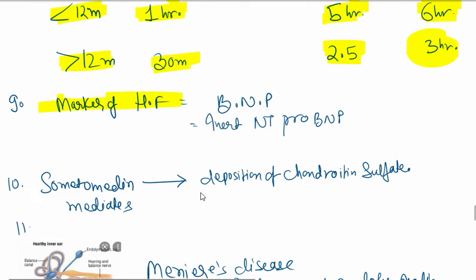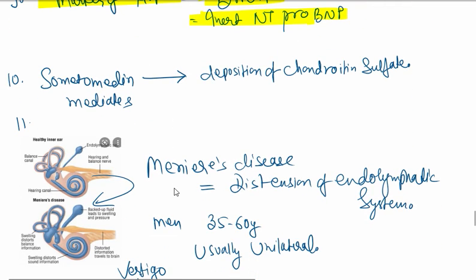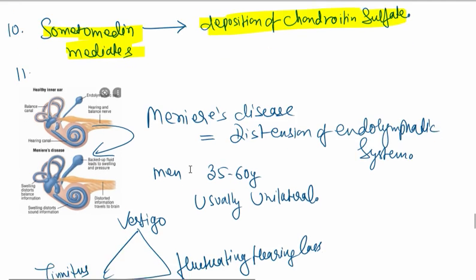Markers of heart failure are BNP and NT-proBNP. Somatomedin mediates deposition of chondroitin sulfate.